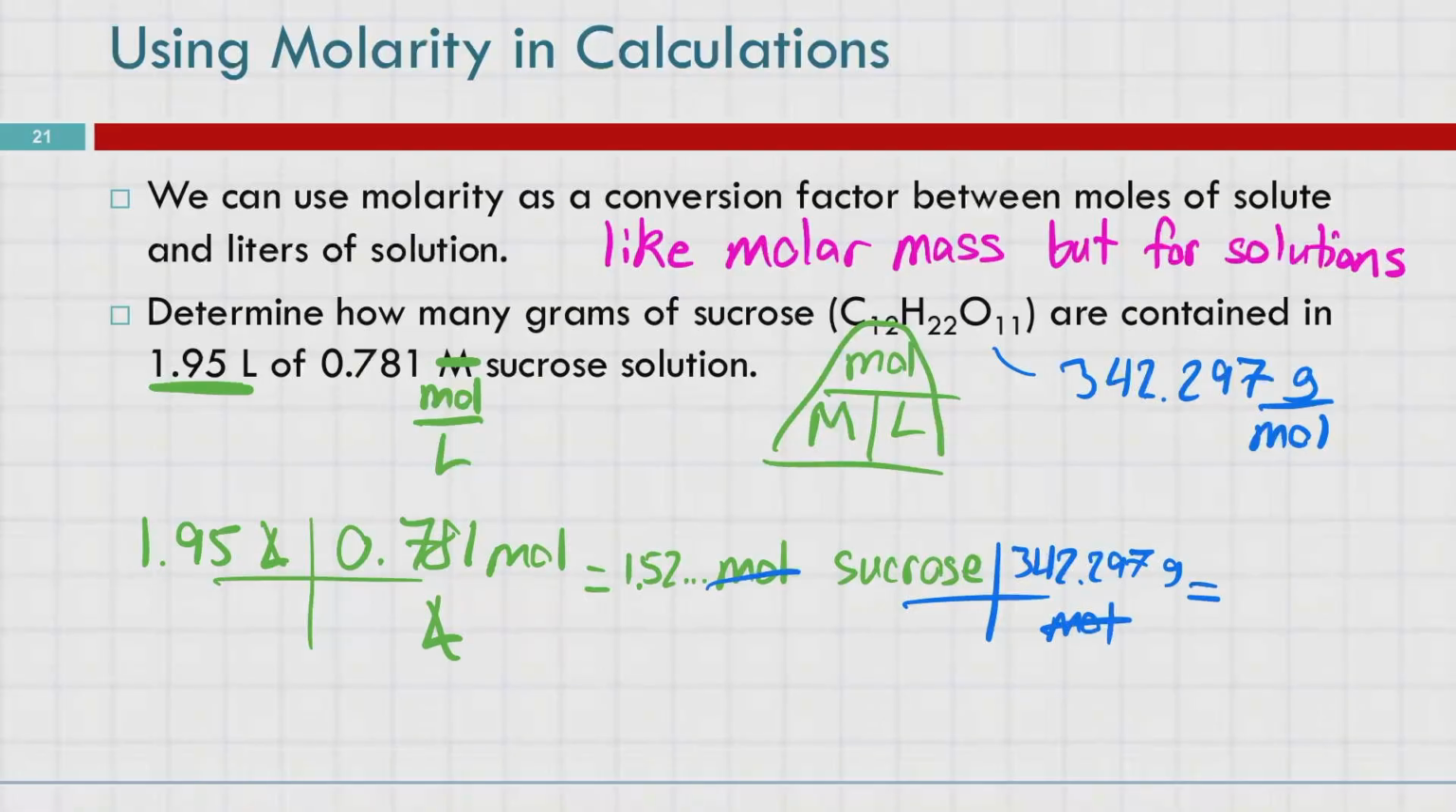Right, so then we multiply. And this solution has more than a pound of sugar in it. 521 grams of sugar. You would not be able to measure that out on the scales that we have in lab because they max out at like 220 or something. You have to do this in batches or get a different scale.